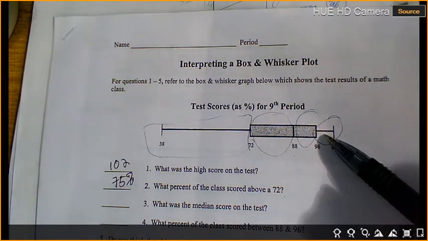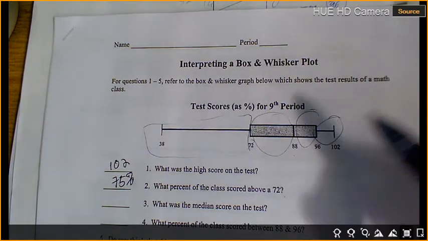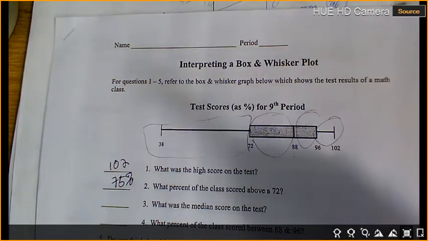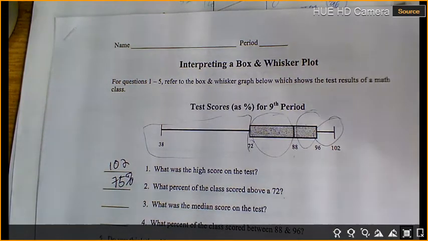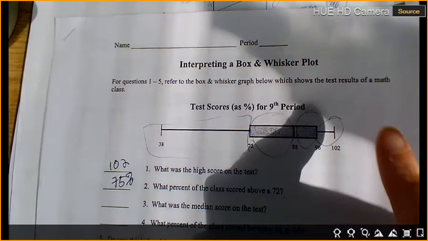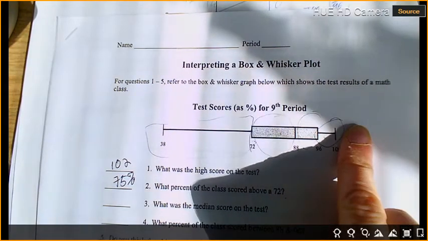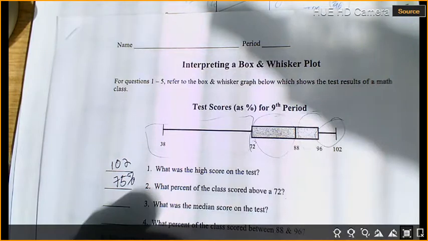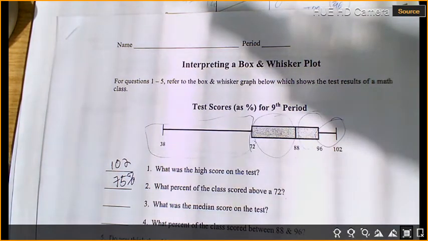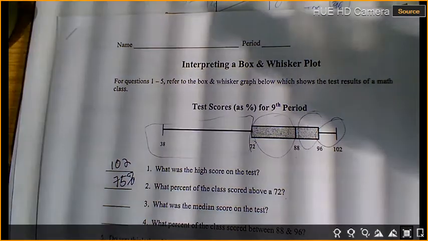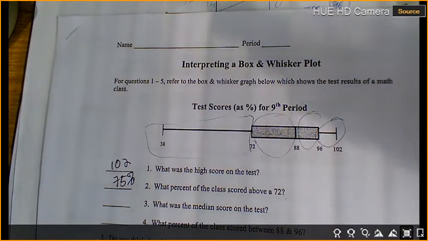So you don't add the other one? Nope, because it says above 72. Right. But this is a quarter. This is 1 quarter. This is 2 quarters. This is 3 quarters. So 3 quarters is 75%. So not scored 72 or below, right? But scored above 72. What percent scored over 72?